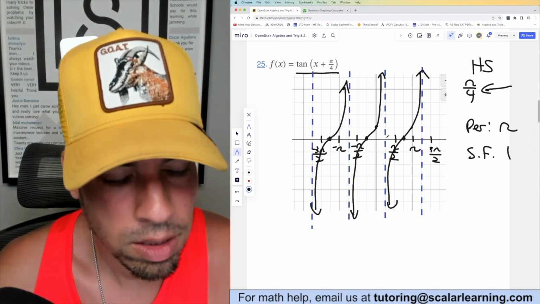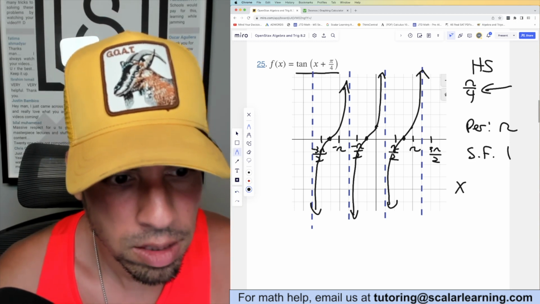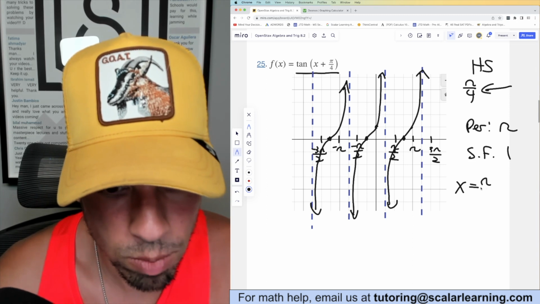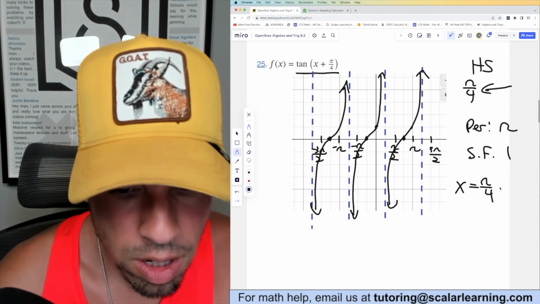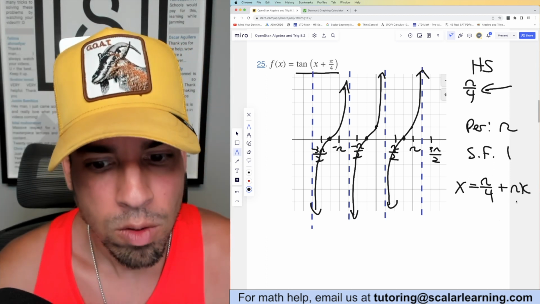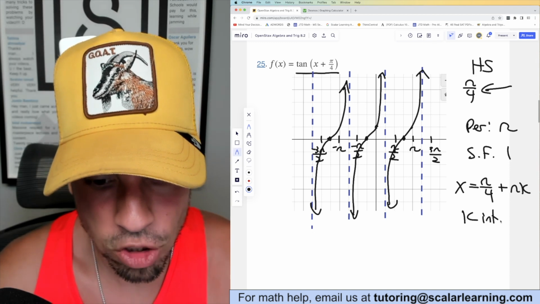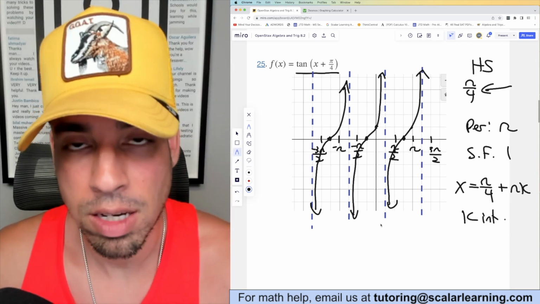And last but not least, I can say that the vertical asymptotes are at x equals, that looks like pi fourths. I can choose a random one, so I'll just take that one, x equals pi fourths, and then it's plus pi k. It's in periods of pi. So we multiply by multiples of pi where k is any integer. So that's the asymptotes, that's the answer, done.